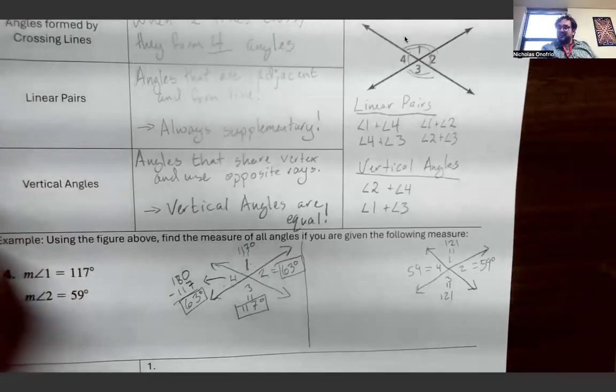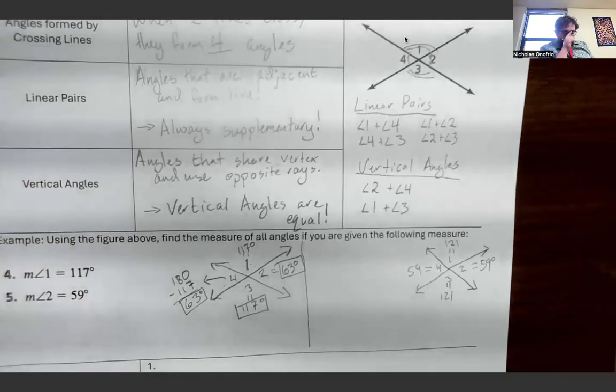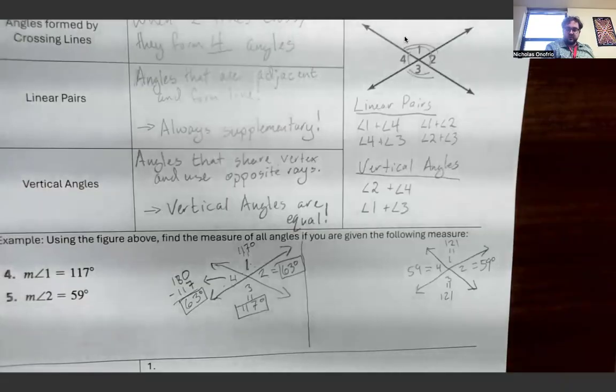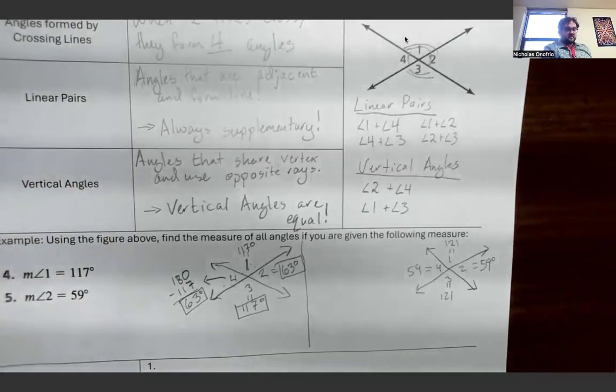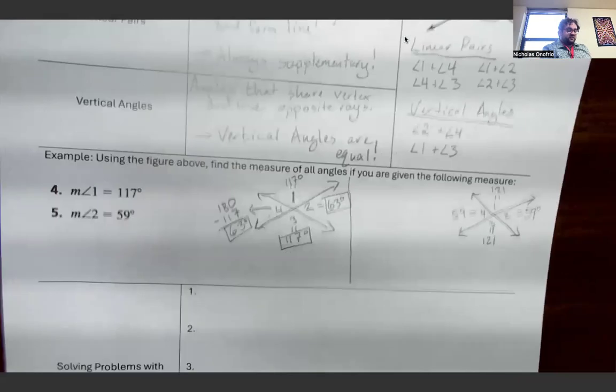Okay, I got myself off a little early there, but hopefully you've gone through the math and you've found that the 3 other angles are 121, 59, and 121 for angles 1, 4, and 3, respectively. All right, let's solve some problems.